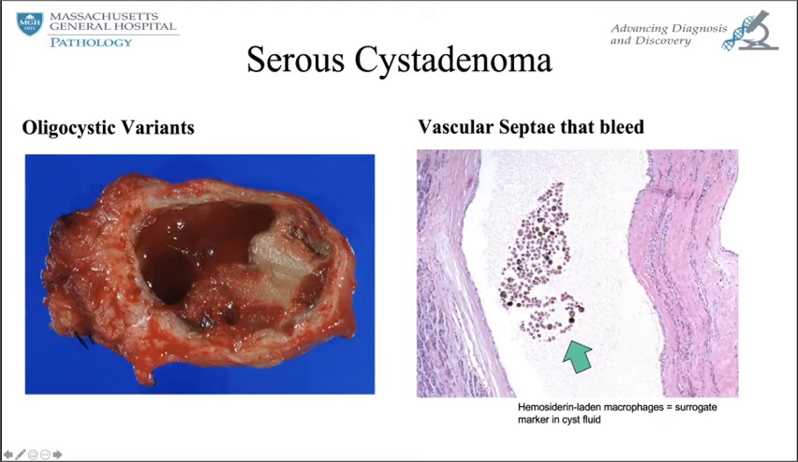And when something bleeds, you get a lot of hemosiderin-laden macrophages that can be in the wall, but also shed into the fluid. And because the lining of serous cystadenomas are so delicate and fragile, what you may only see in your cyst fluid are these hemosiderin-laden macrophages. And so they can act as a surrogate marker and suggest the diagnosis in your evaluation.